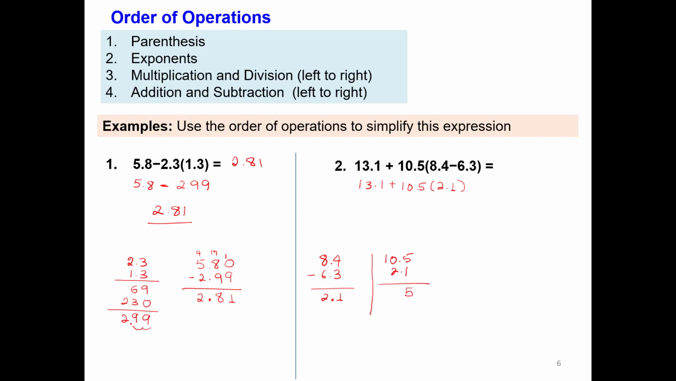1 times 5 is 5. 1 times 0 is 0. 1 times 1 is 1. And this is in the 10th place. Let's write here 0. 2 times 5 is 10. Carry the 1. 2 times 0 is 0, plus 1 is 1. 2 times 2 is 2. Now we add the numbers.